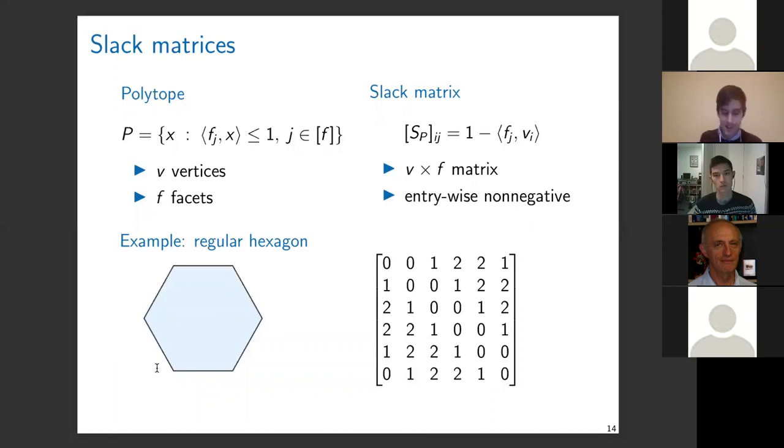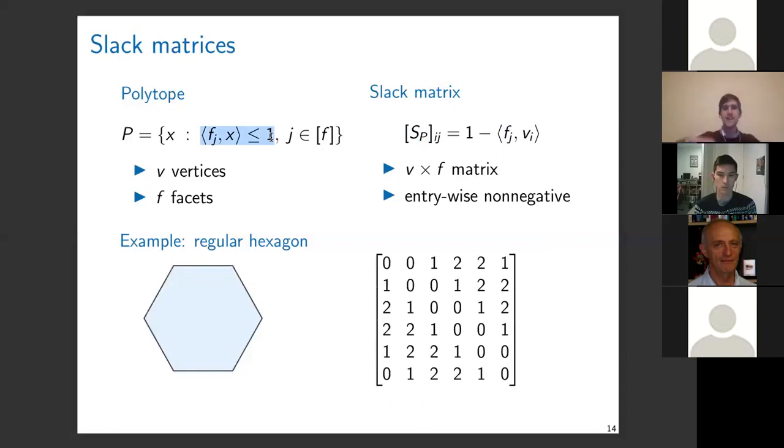So then I can write this polytope here. I can normalize all the facet inequalities so that I have a one on one side. I'm going to be focusing in the next couple of slides on polytopes with V vertices and F facets, just for notation. Associated with this polytope, I'm going to build an entry-wise non-negative matrix, which I'm going to call the slack matrix. It's indexed by vertices on one side and facets on the other side. And the ij entry is just the slack in that facet-defining inequality evaluated at the vertex. I plug in the jth facet and the ith vertex: 1 minus this quantity should be non-negative because the vertex is in the polytope, so it must satisfy this inequality.